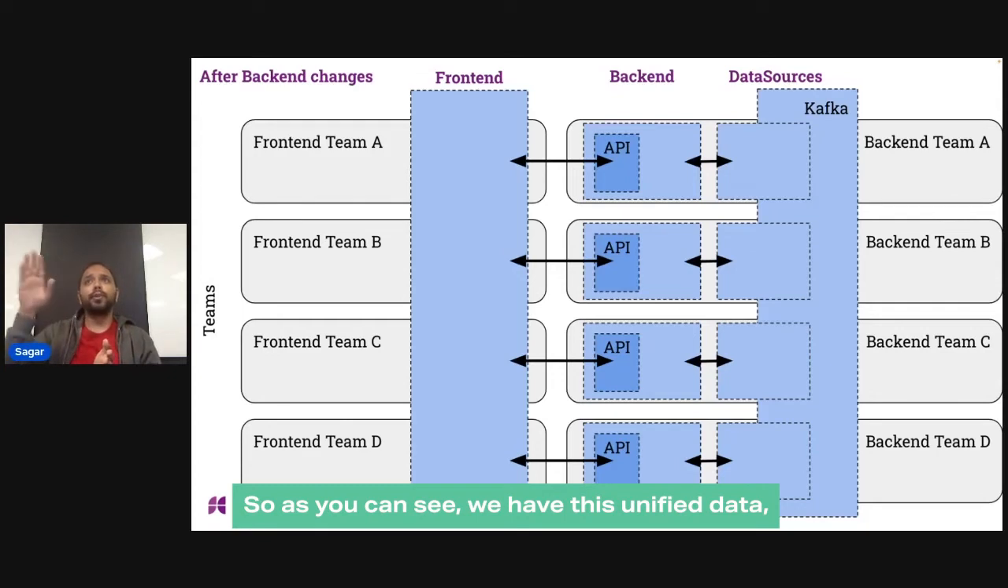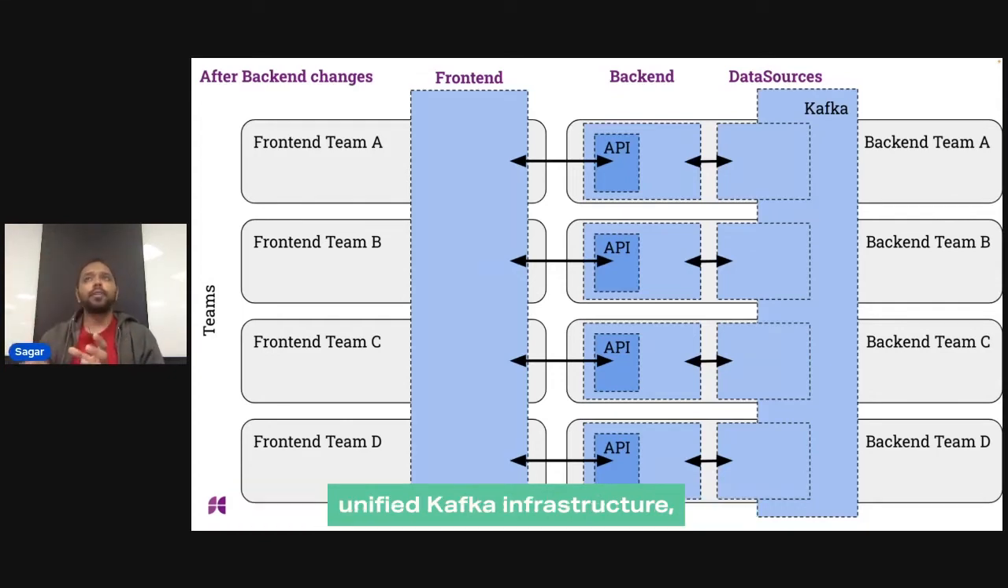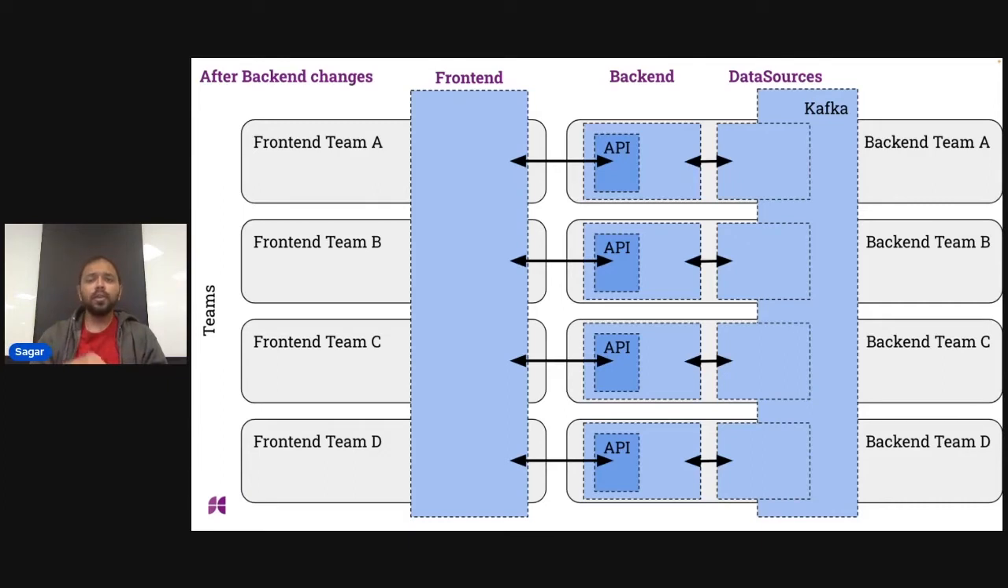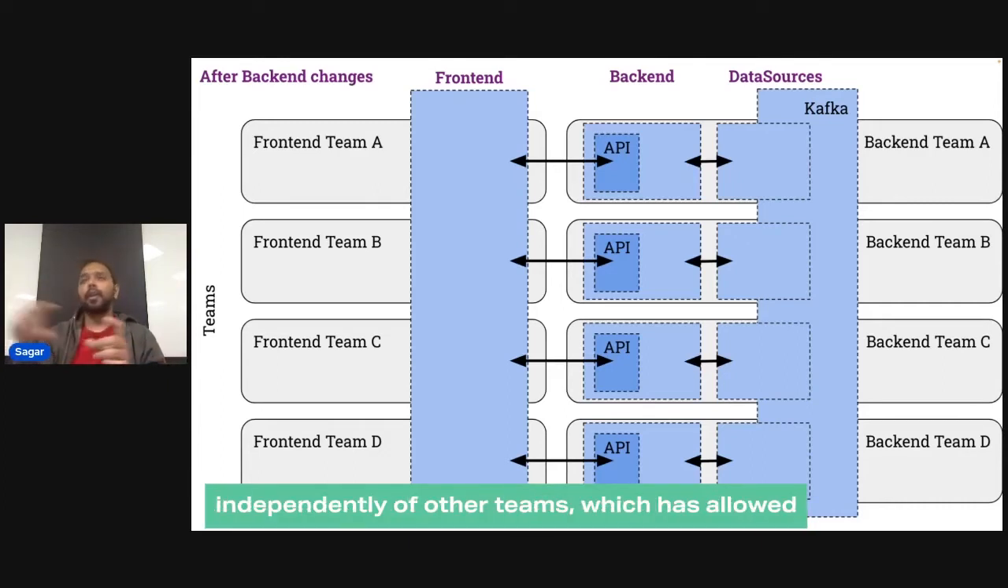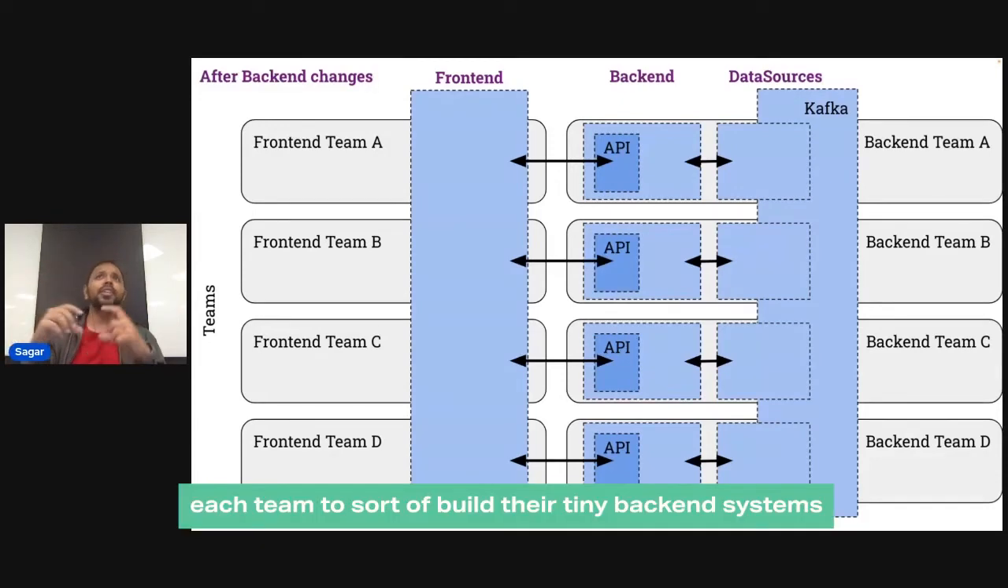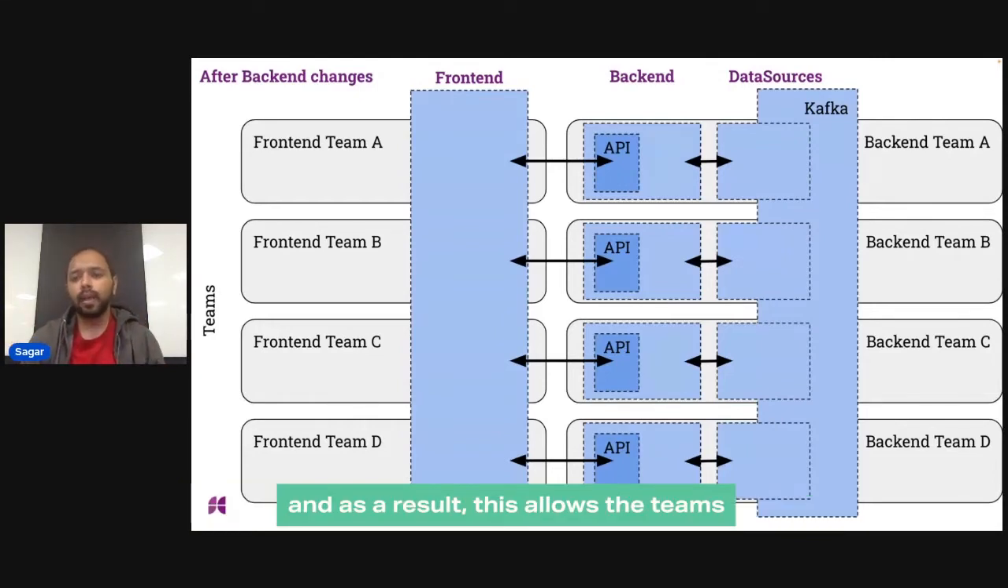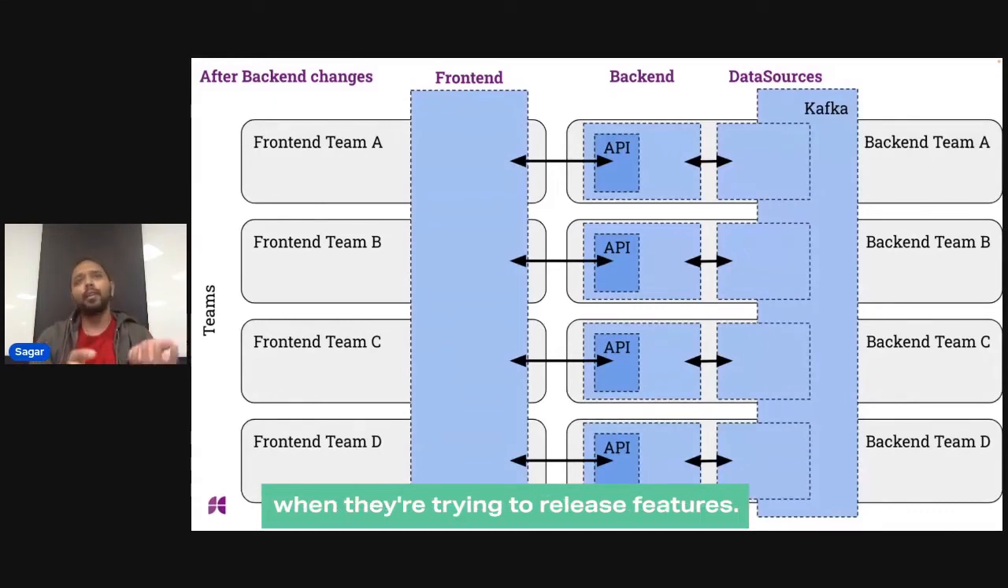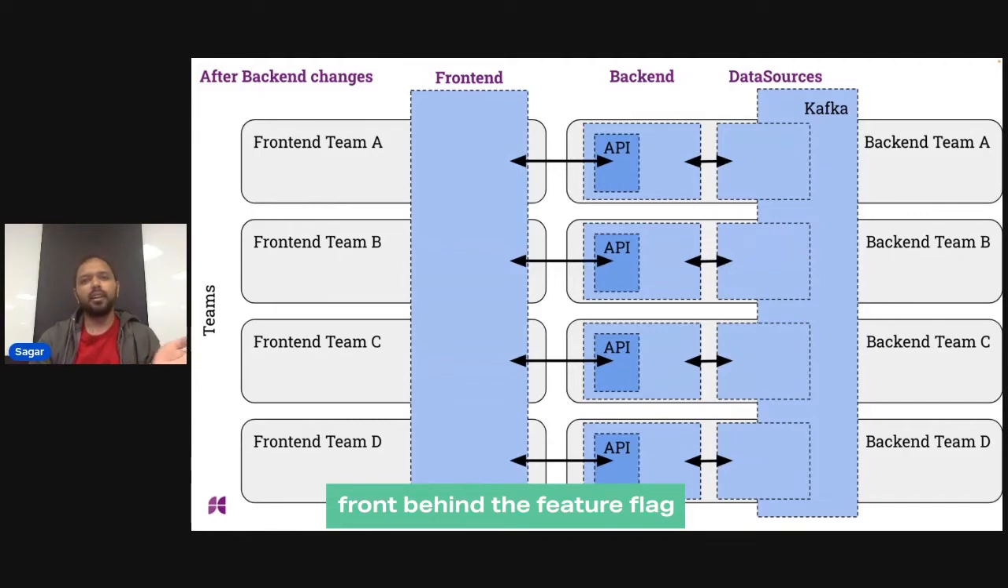So as you can see, we have this unified Kafka infrastructure, but each team can decide what data sources should power the APIs and their processing independently of other teams, which has allowed each team to build their tiny backend systems. As a result, this allows the teams to have less coordination between them when they're trying to release features, as in, for example, backend team C can release its feature upfront behind a feature flag.